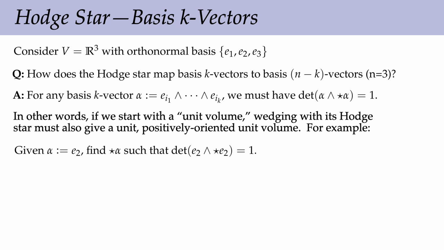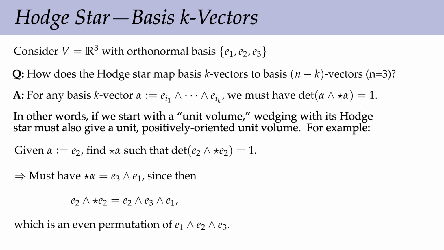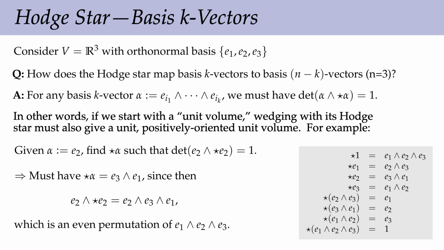Okay? Well, in this case, it must be that star alpha is equal to E3 wedge E1, because then E2 wedge star E2 is equal to E2 wedge E3 wedge E1, which up to an even permutation is the same as E1 wedge E2 wedge E3. Okay? And by playing this kind of game, we can get a full list of how the Hodge star acts on all the basis k-vectors.